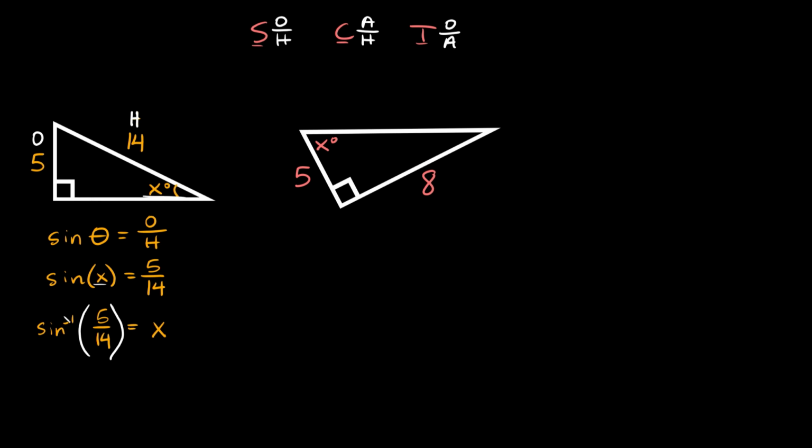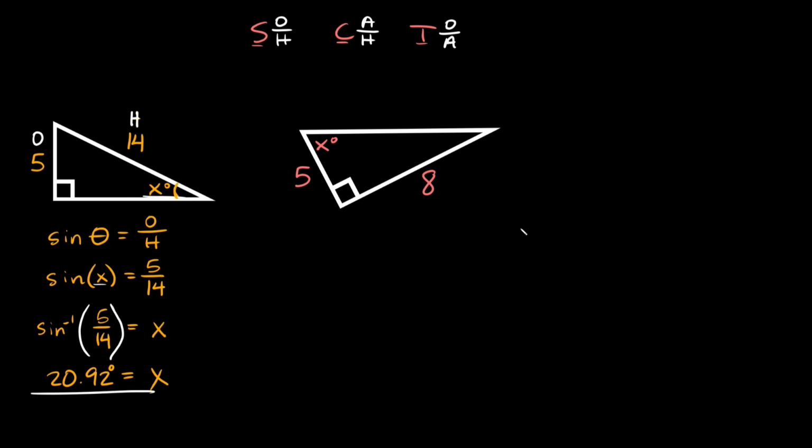Now this is just a button on your calculator. Just like you can pull up sine using a button, you can do the same thing with sine inverse. The way you'll be able to do that is by pushing the second button and then pushing the sine button, and that should bring you to this next option, sine inverse. In any case, we have the inverse sine of 5/14 is equal to x. If you plug this into your calculator, you'll get that x is approximately equal to 20.92 degrees. Remember, this is the missing angle that we're looking for.